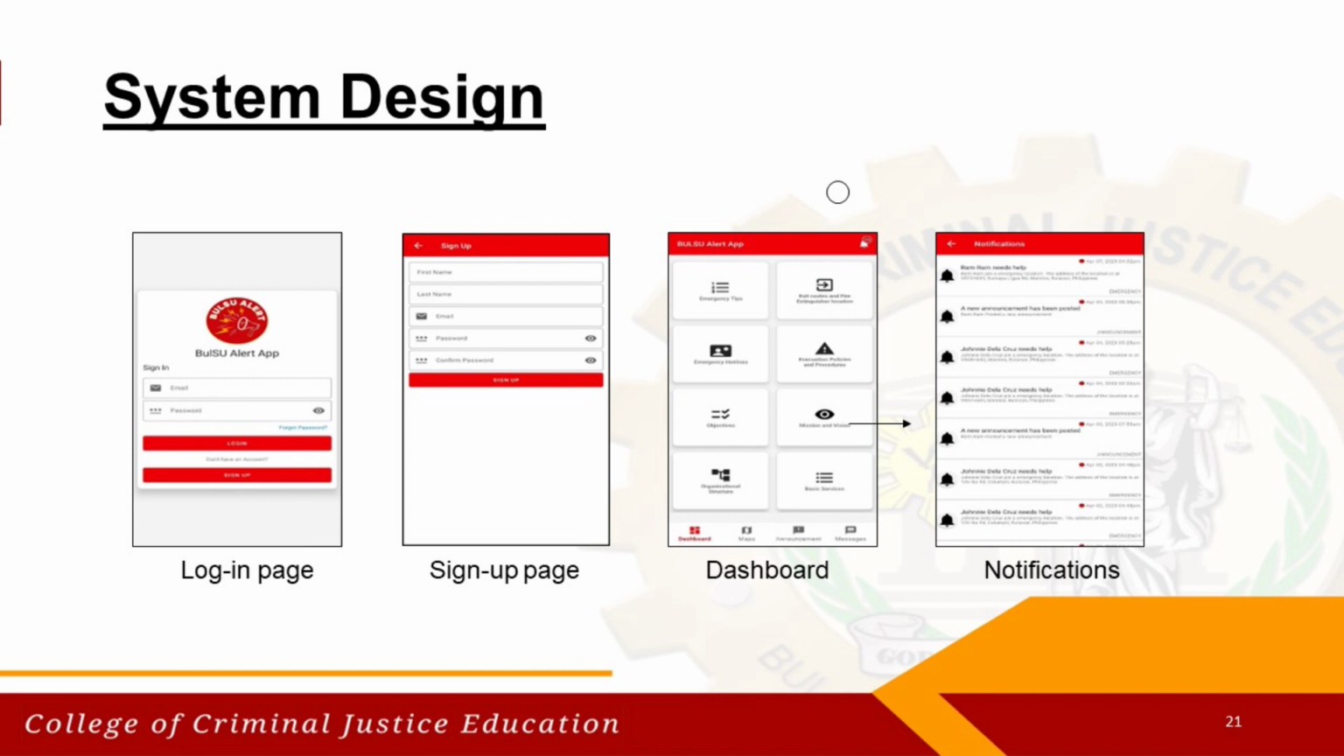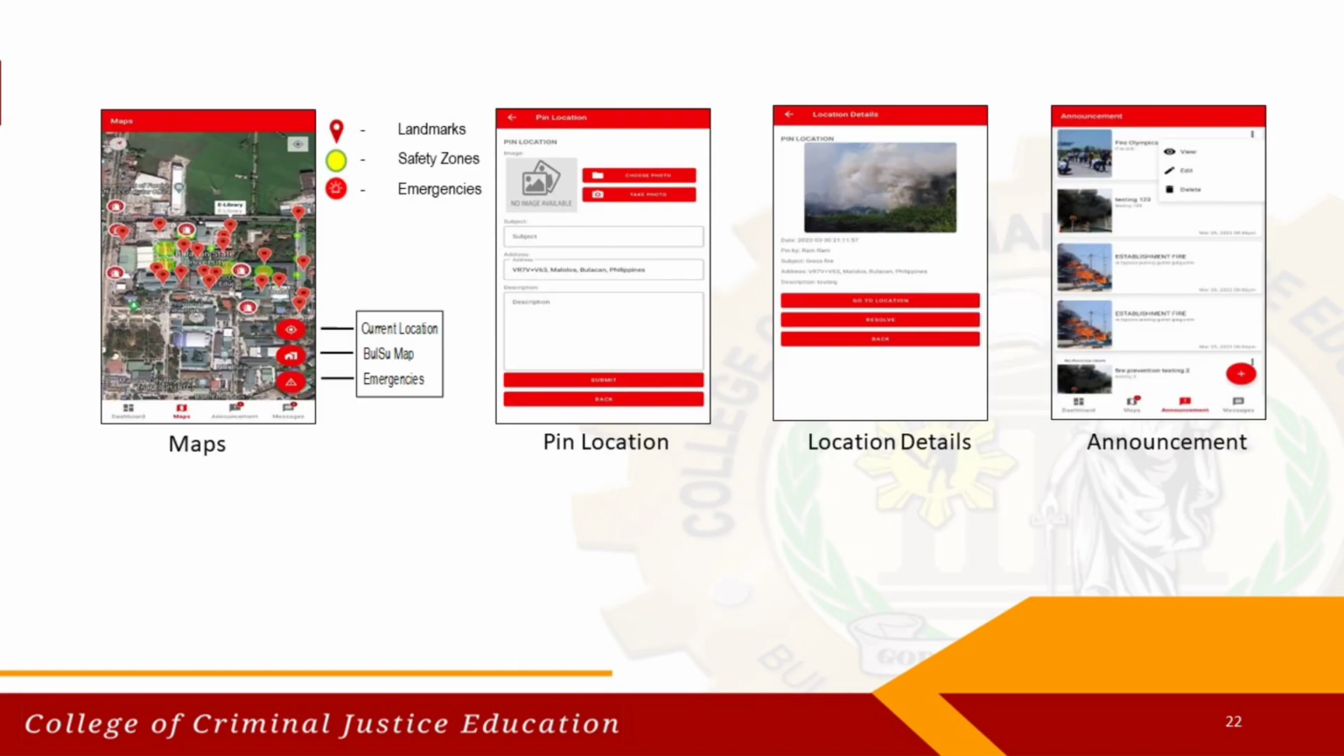Showing on the upper right side of the dashboard is the notification button that will show updates, announcements, or if other users around Bulacan State University need immediate response. One of the highlights of this application is the maps that will let you know the landmarks, safety zones, and current emergencies around the university.